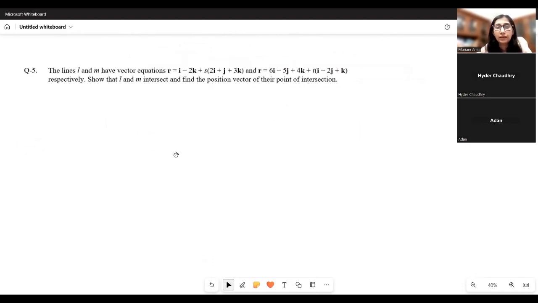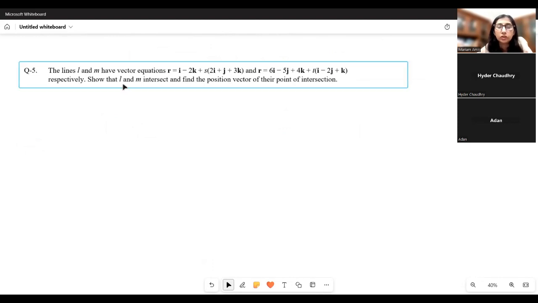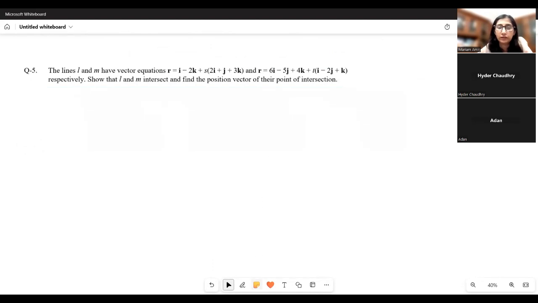Moving on. The lines L and M have vector equations this and this, respectively. Show that L and M intersect and find the point of intersection.